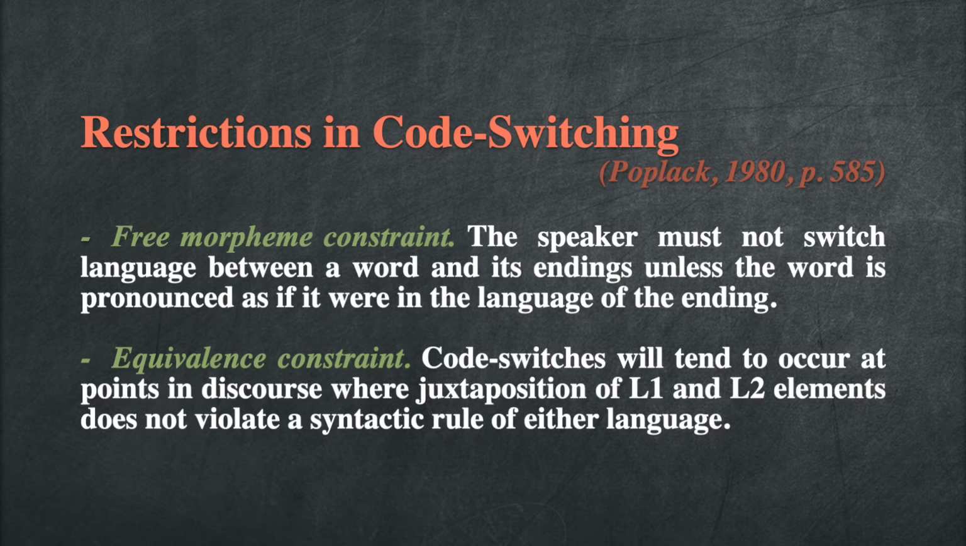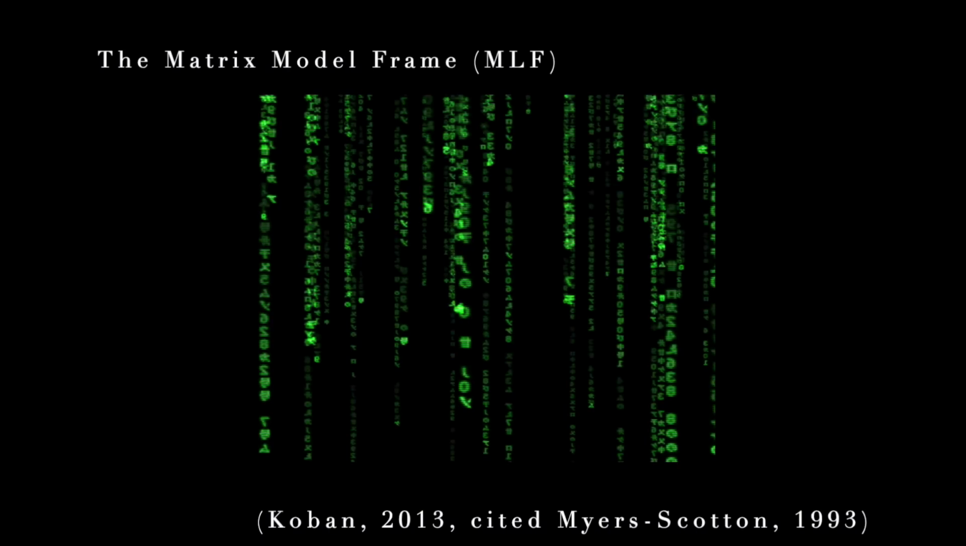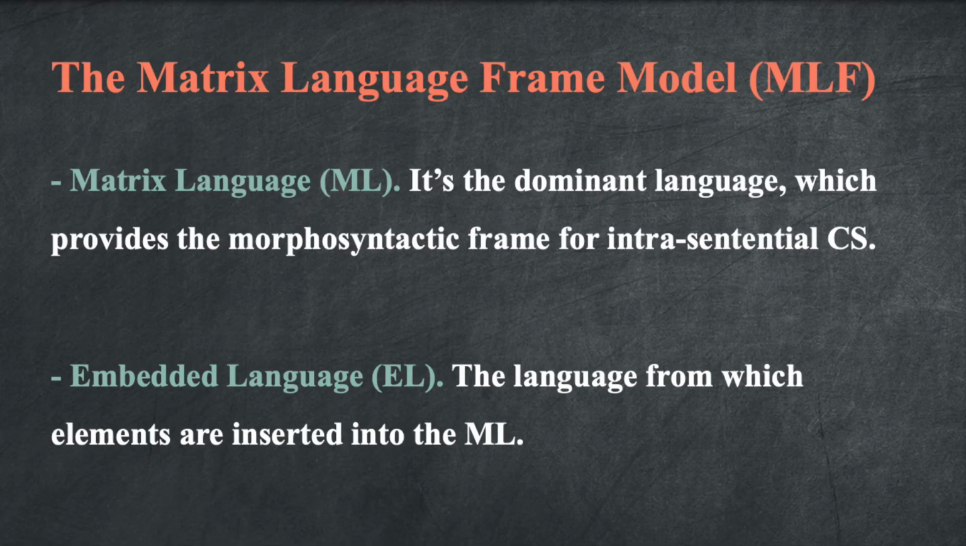Now, the equivalence constraint is a rule that says that the code switching between L1 and L2 won't violate a syntactic rule of either of both. Another approach to code switching is the matrix language frame model, in which there's a distinction between the two codes. The matrix language, which is the dominant language and provides the morphosyntactic frame for intrasentential code switching, and the embedded language, being the language from which elements are inserted into the matrix language.